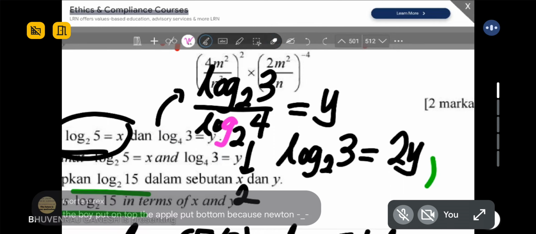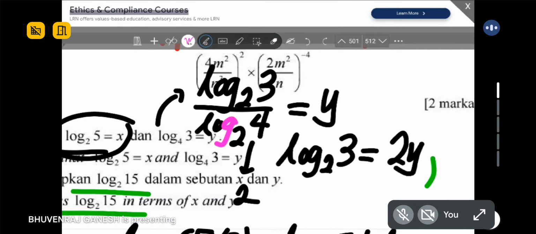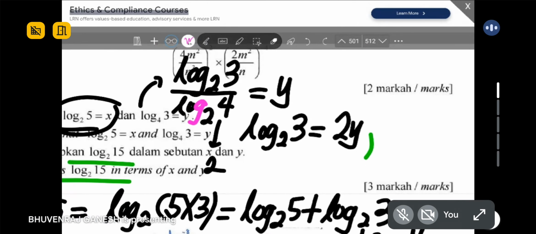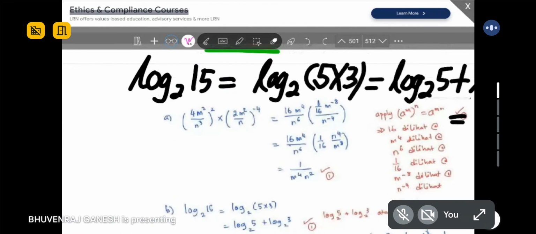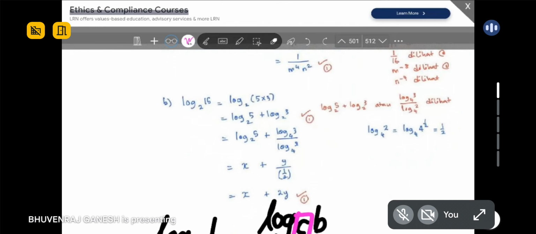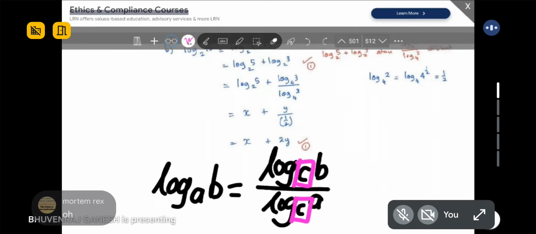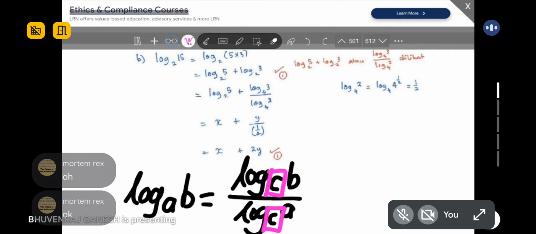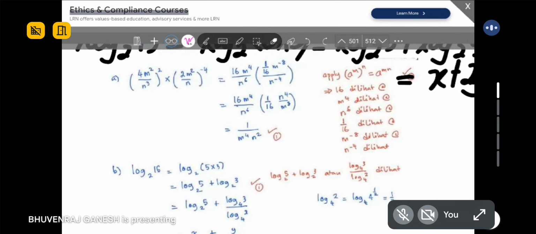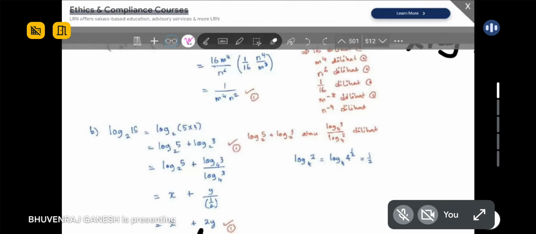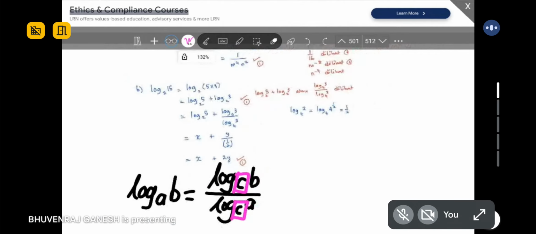That's all. The boy put on top the apple, but put bottom because Newton. Oh, interesting perspective. This one, I think Newton didn't invent this formula. This one is not Newton one. Log is not Newton. Only your Form 5 Chapter 2 and Form 5 Chapter 3 at Maths, that one is Newton invent. Log is not Newton. Differentiation and integration is Newton. Very important topic in your Maths. Okay? So no problem, guys. Tak ada apa-apa masalah.